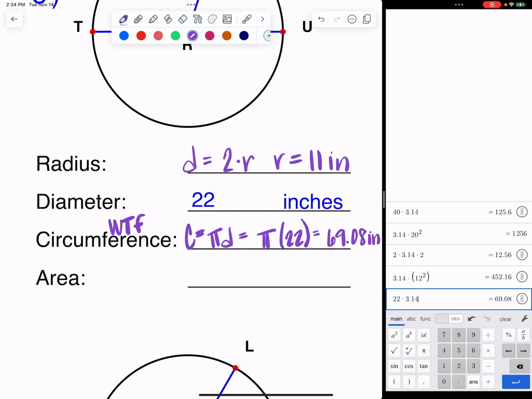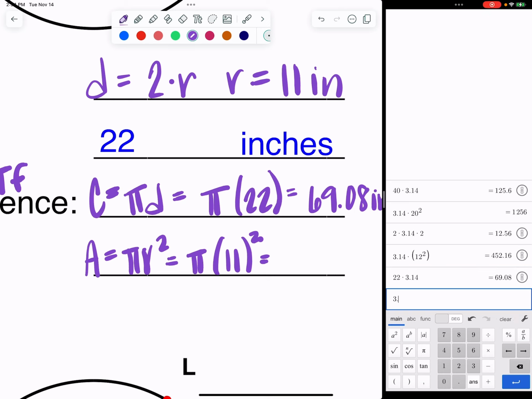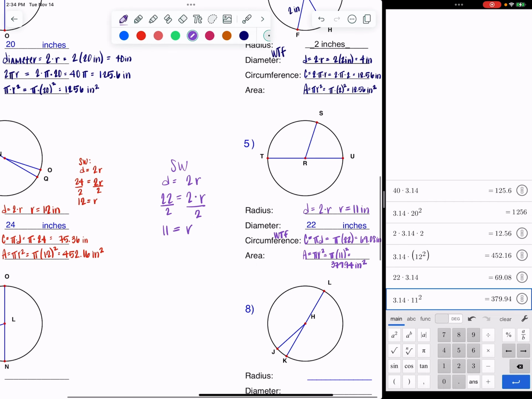For area, write the formula. Radius was 11. Don't forget to square it. 3.14 times 11 squared is 379.94 inches squared. Don't forget the squared.